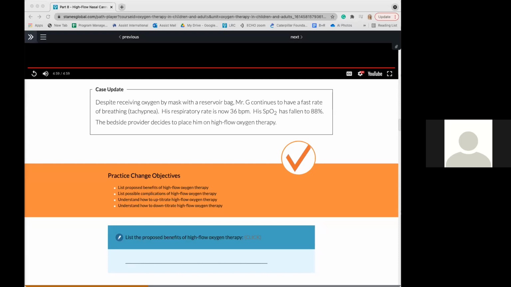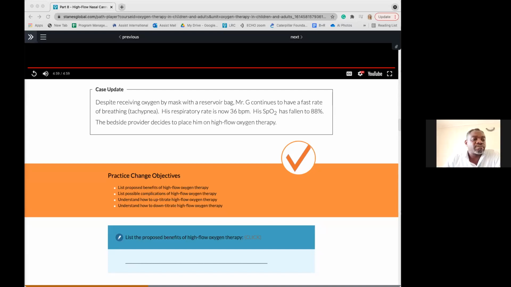So when we refer to the patient that we have, despite our patient receiving oxygen by mask with a reservoir bag, Mr. G continues to have a fast respiratory rate, and his rate currently is now at 36 breaths per minute.